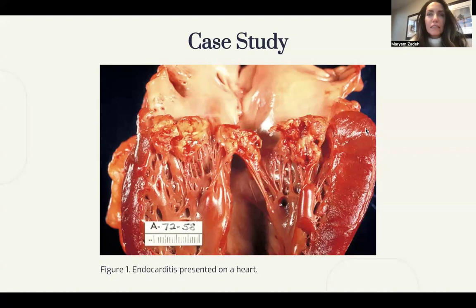When we did the physical exam, we noted that she had rashes on the palms of her hands and fingers. And when we did her cardiorespiratory exam, listened to her heart, she had a new murmur.